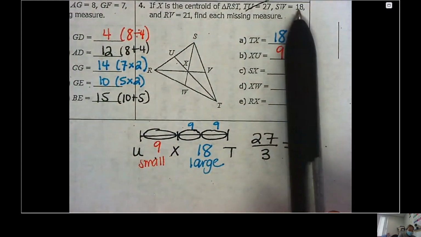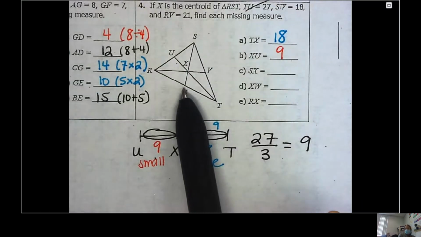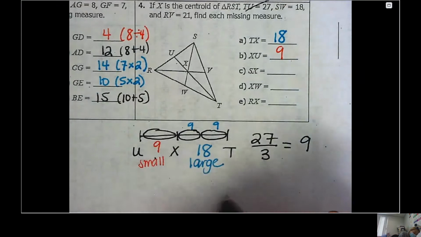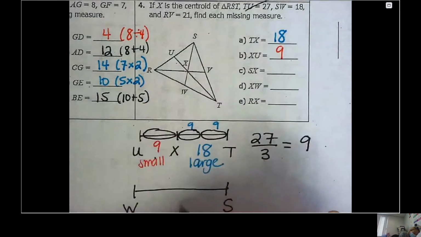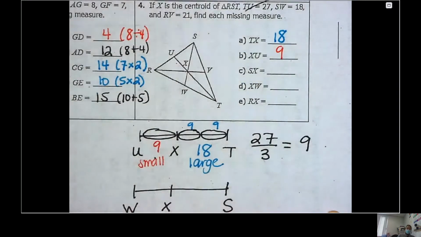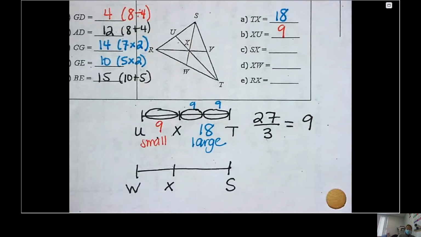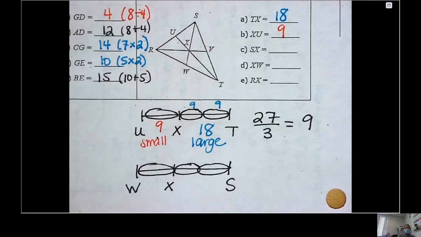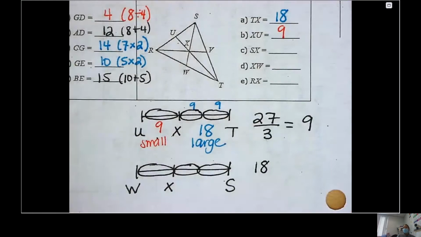S to W is worth 18. Go from S to W. Is that the whole thing, the small piece, or the big piece? Whole thing again. X is over here. Which one's the big piece from S to W? S to X is the big piece, so it's worth 2. X to W is worth just one of the pieces. The whole thing is worth 18. So what am I going to do with that 18?